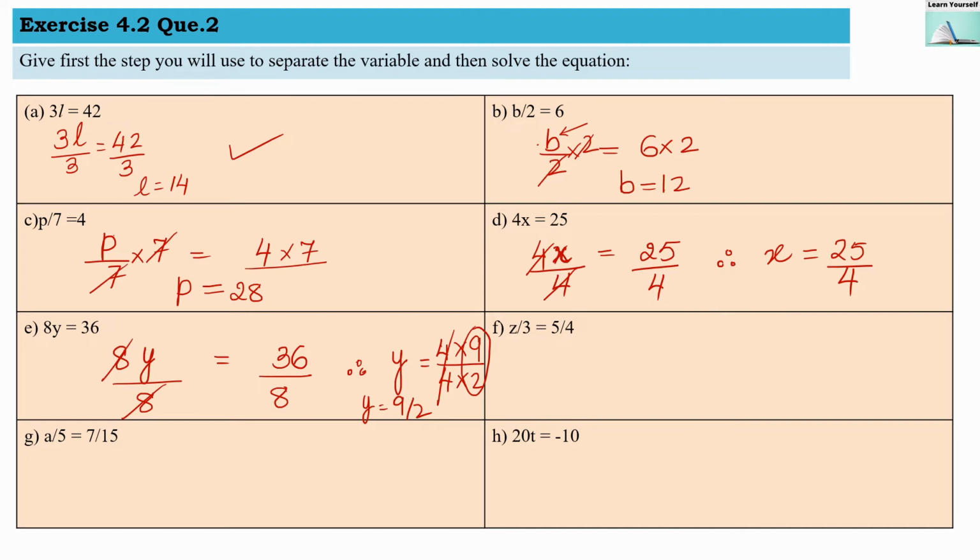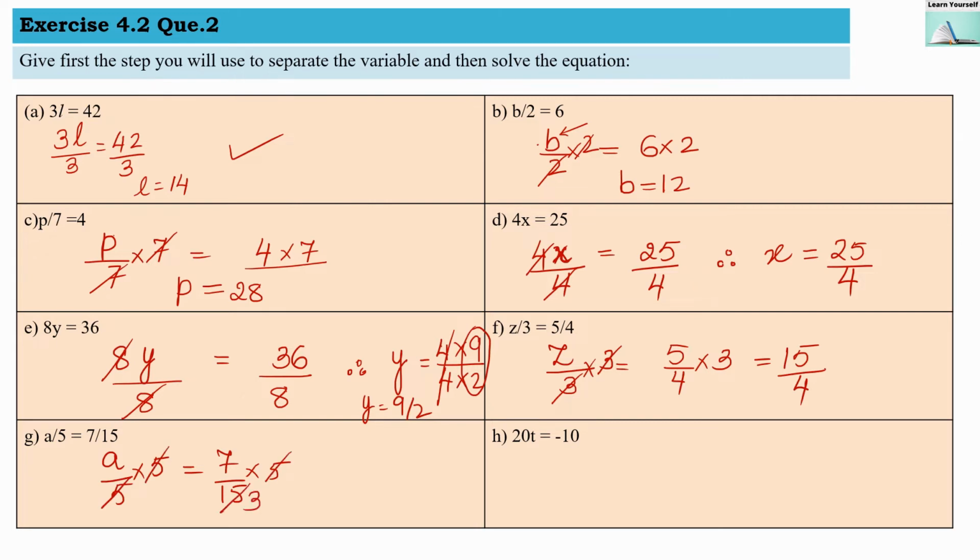Now F equation is z divided by 3 equals 5 divided by 4. So in this, first I am going to multiply with 3. When I am multiplying with 3, I have to multiply on the other side also. So this 3 and this 3 will get cancelled out, and z equals 15 divided by 4. G equation is a divided by 5 equals 7 divided by 15. To remove this 5, which is in division, I have to multiply both sides with 5. So this 5 and this 5 will get cancelled out, and here 5 threes are 15. So I will get A equals 7 divided by 3.